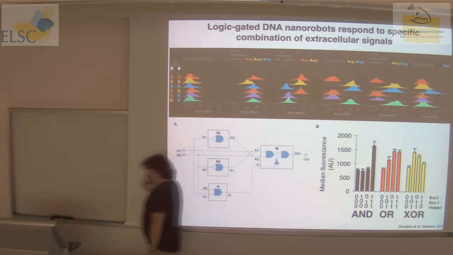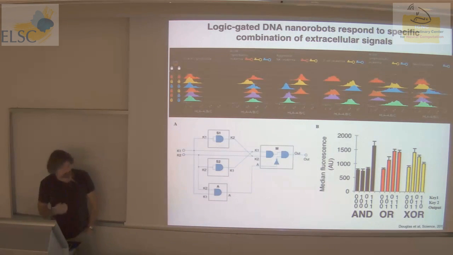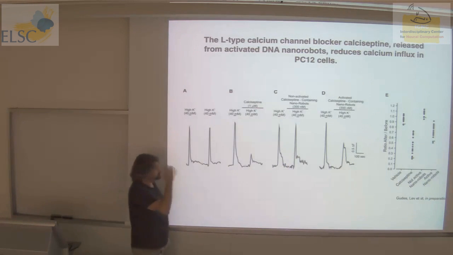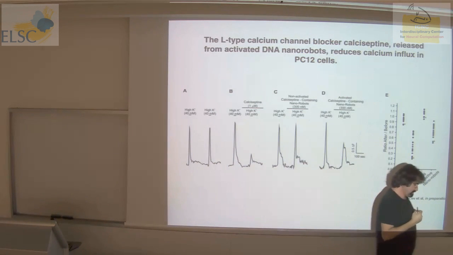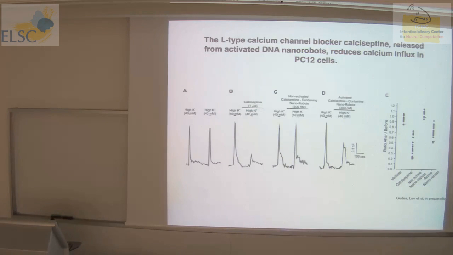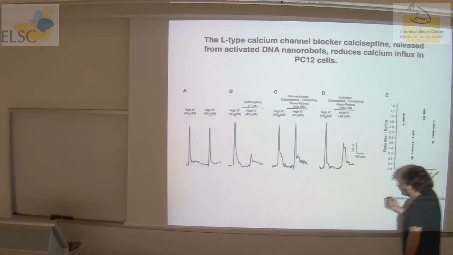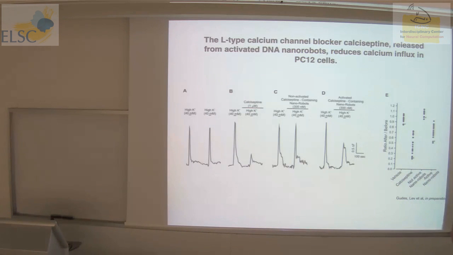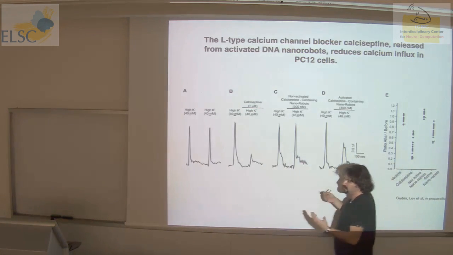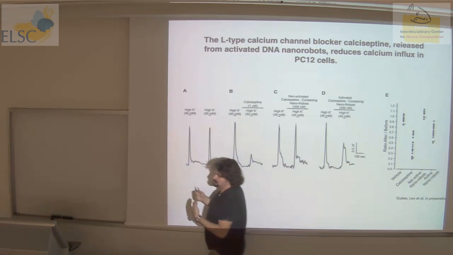Okay, where are we so far? Not so far away, but this is a recording from a neuronal cell line, and this neuronal cell line knows how to release dopamine upon activation. So we create robots that can sense dopamine, and in response to dopamine, they release a calcium channel blocker.